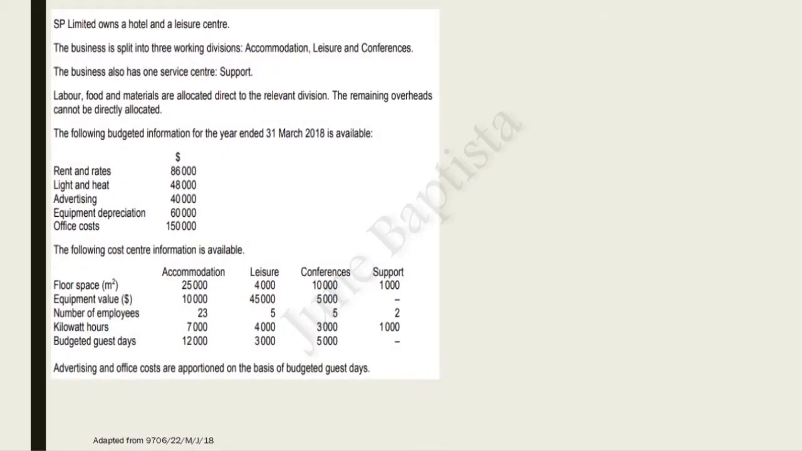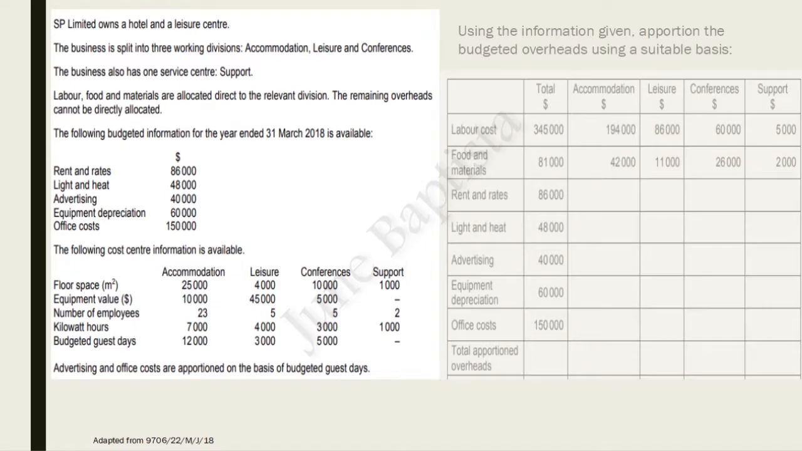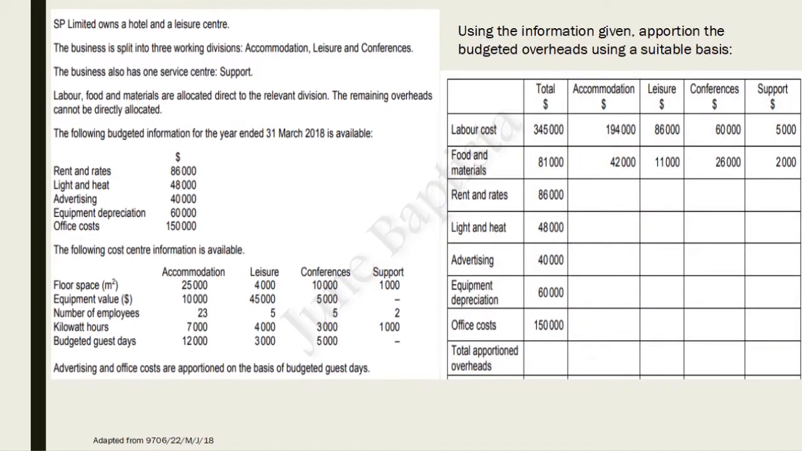This is a past paper question. Using the information given, apportion the budgeted overheads using a suitable basis. The solution is on the next page.